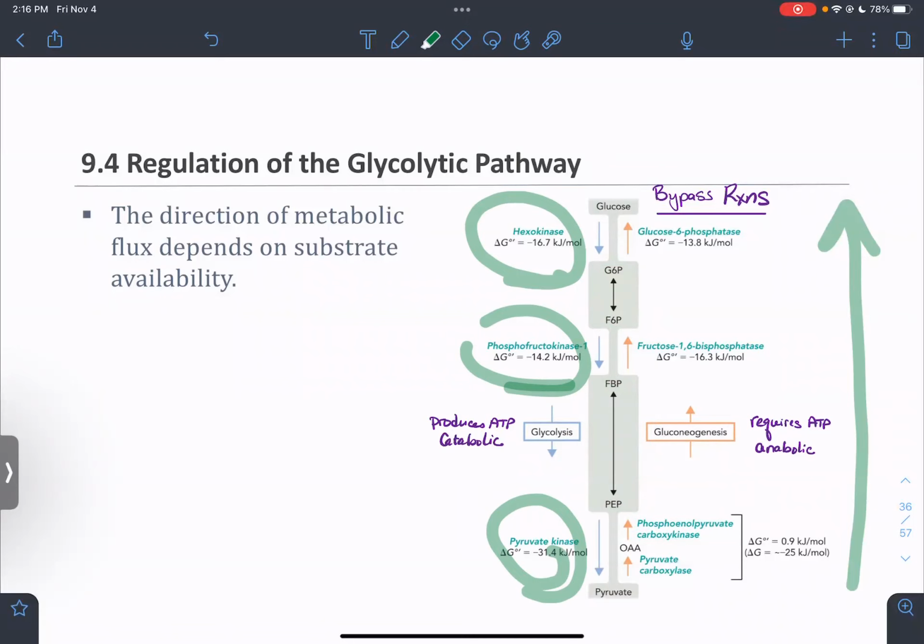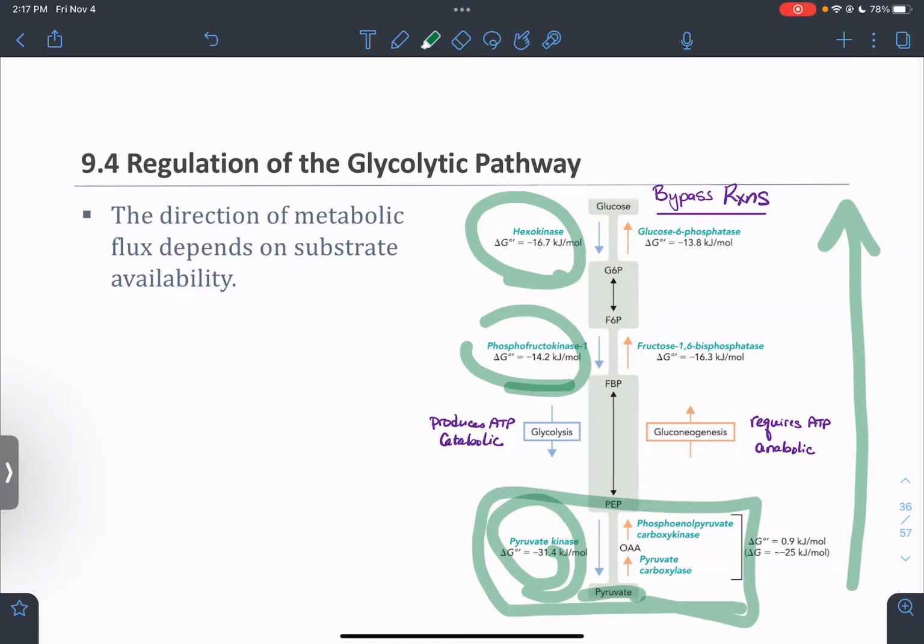If we have to go in reverse, we're going to start at the bottom, at pyruvate. And instead of using pyruvate kinase, we're going to use two different enzymes. So we need two enzymes to bypass one. Our gluconeogenic enzymes are pyruvate carboxylase and phosphoenolpyruvate carboxykinase. Those two enzymes do the job of pyruvate kinase in reverse. So that's one bypass area, and we need negative delta G values for that, and we do.